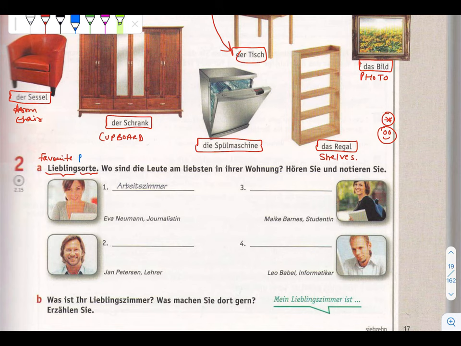And this one is place. Wo sind die Leute am liebsten in ihre Wohnung? Hören Sie und noten Sie. Where are the people mostly, or where do they like to be in their apartment? We need to hear it and we need to note it down. For example, number 1, they already gave the answer, Arbeitszimmer. Same like this, we need to do for number 2, 3 and 4. This one is the Hören exercise.